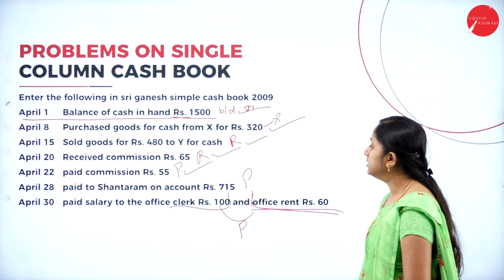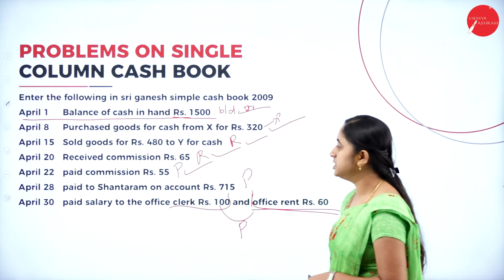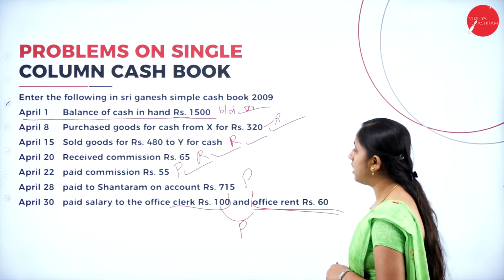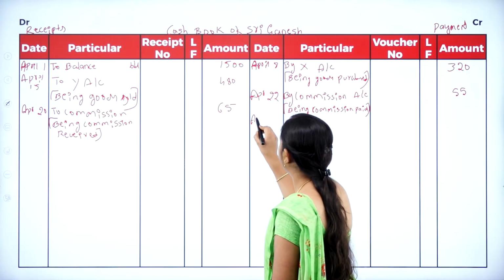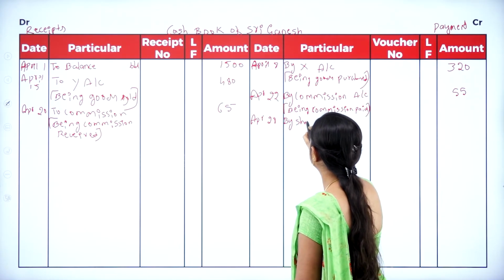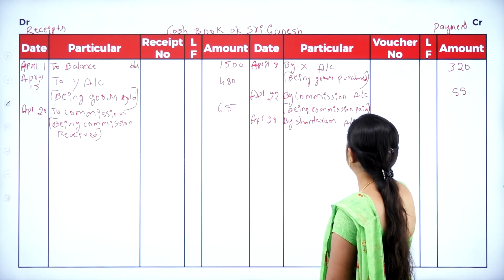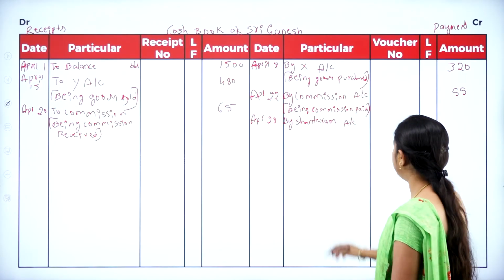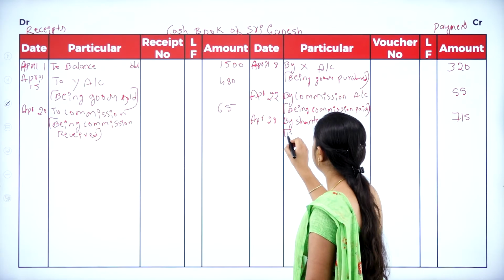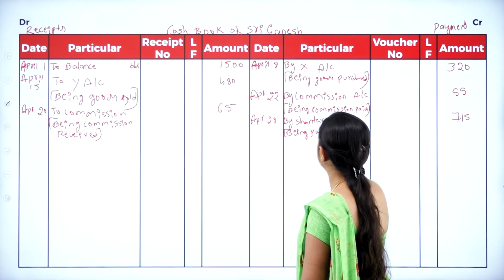Next, paid to Shantaram on account rupees 715. That means payment to Shantaram. This is the payment. So write in the credit side April 28th by Shantaram account rupees 715, being paid to Shantaram.